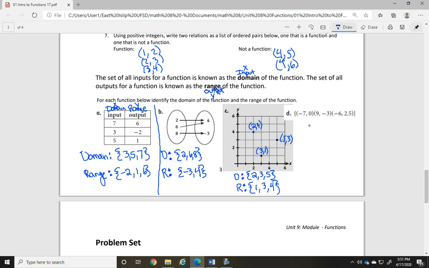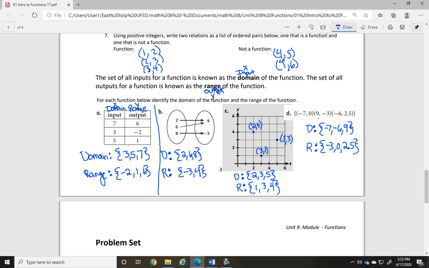And in letter D, the domain are the x values, -7, 9, and -6. -7, -6, and 9. I just like going in numerical order. And the range, I see a 0, a -3, and a 2.5. So I'll write -3, 0, 2.5.